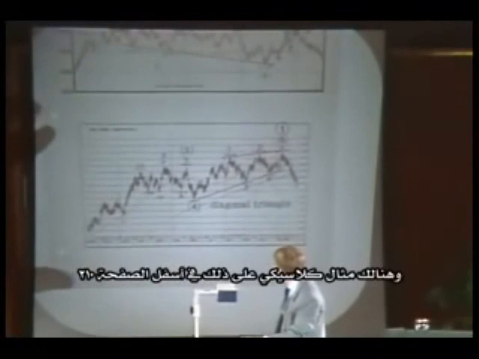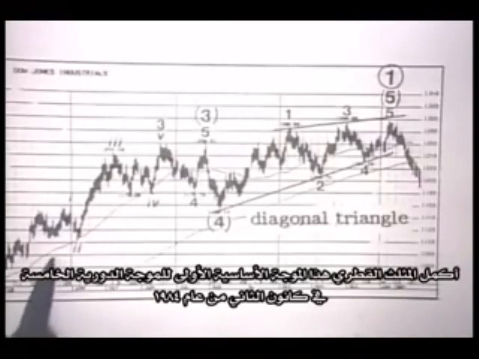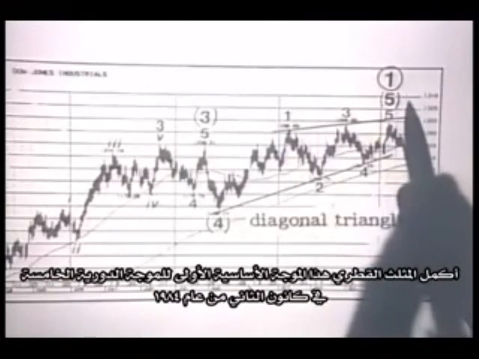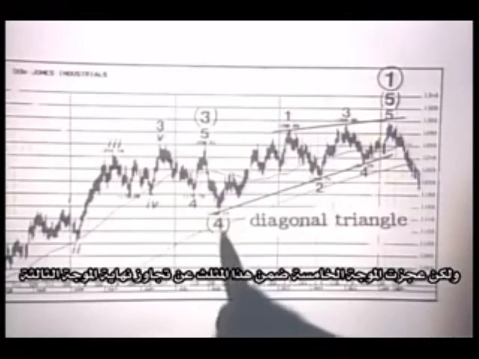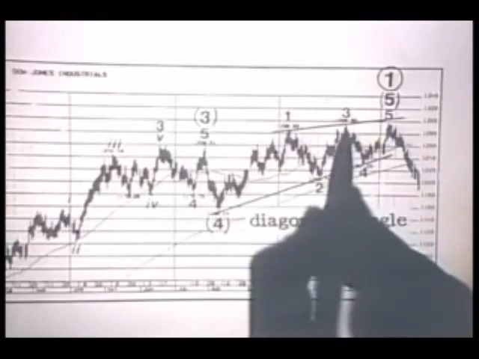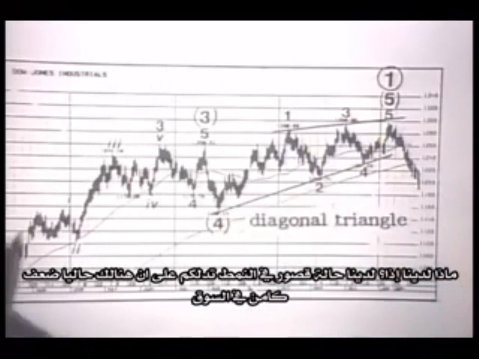And here's a classic example of it, the bottom of page 210. Here's a diagonal triangle that completed primary wave 1 of cycle wave 5 back in January of 1984. But within the triangle, wave 5 failed to move above the end of wave 3. So what do you have? You've got a failure within the pattern which tells you there's underlying weakness in the market already.